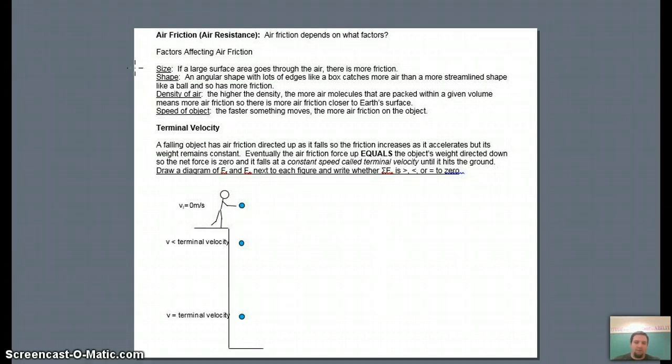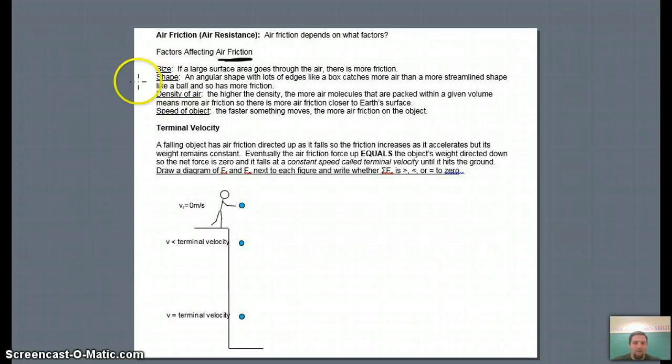Whenever an object moves through air, it experiences air friction. And air friction always points in the opposite direction in which the object is moving. Okay, so if the object's moving left, the air friction or air resistance vector would point right. If it's dropping down, the air resistance would point up. So it's always opposite of your direction, just like friction always resists the motion for a sliding object as well.